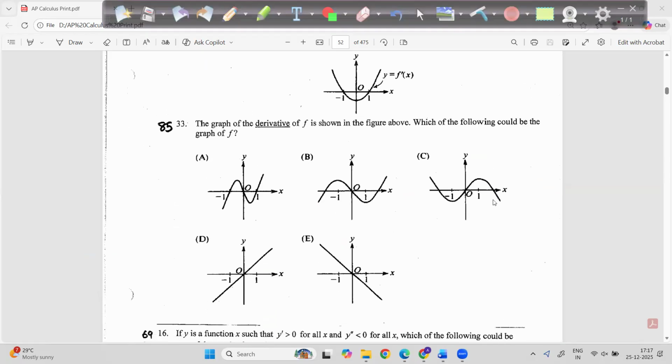Now f dash x is given. They're asking which of the following could be f. Think logically and give me your answer. Now they gave the graph of f dash x and they're asking which of the following can be f of x.